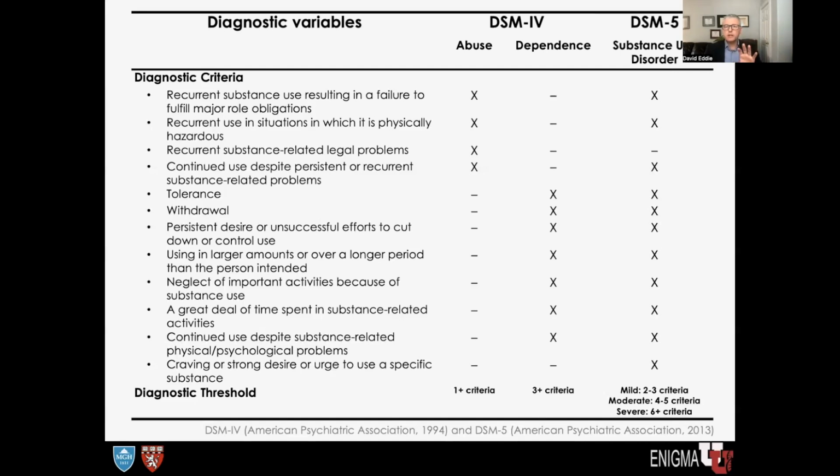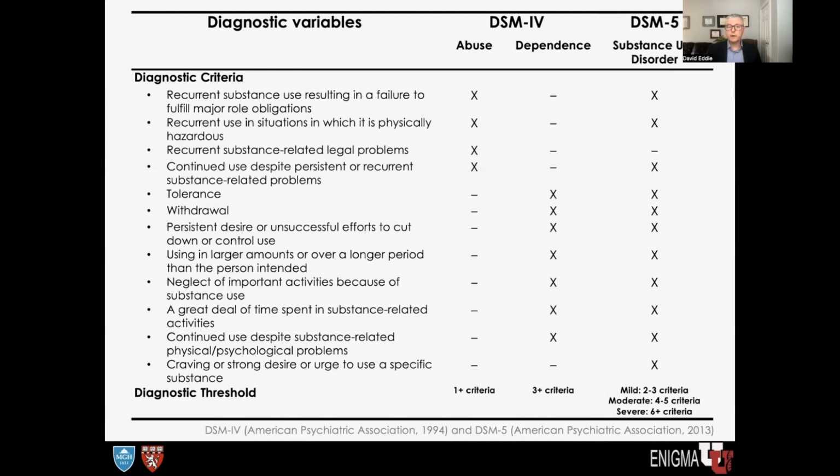The biggest change was that they got rid of the abuse and dependence criteria, just went to one diagnosis, substance use disorder. And what they said is you can have either mild, moderate, or severe substance use disorder. Mild, if you had 2 to 3 of these criteria, moderate if you had 4 to 5, and severe if you had 6 or more.